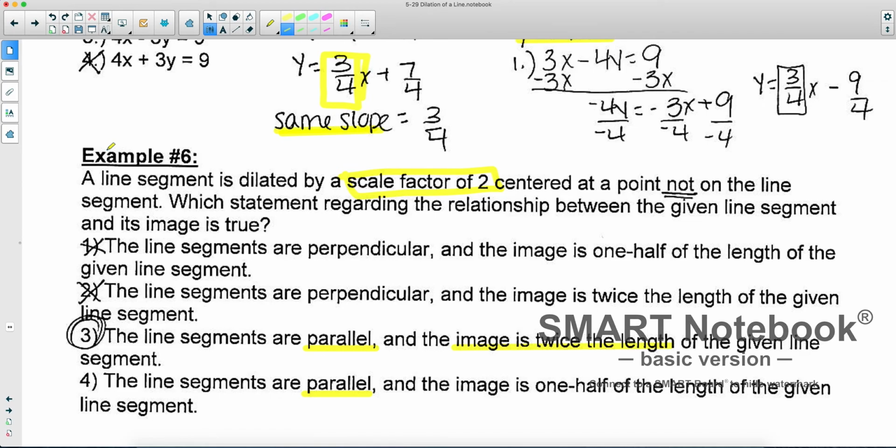Then we talk about testing the center. If the center falls on the line, that means that the line is exactly the same. The equation stays. So the y-intercept does not change. Neither does the slope. If the center is not on the line, but it's centered at the origin, well, yeah, the y-intercept must change. And it changes by multiplying that y-intercept by your scale factor.